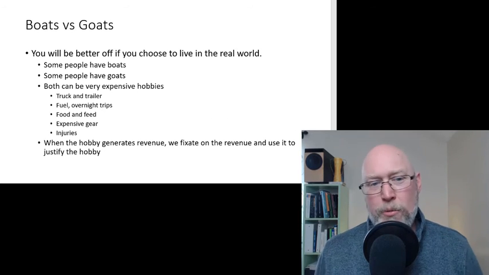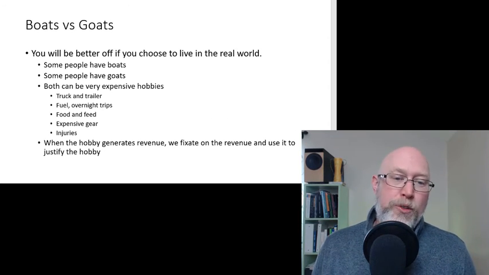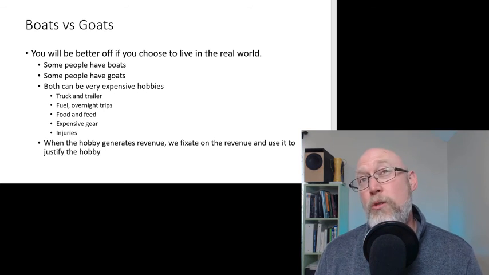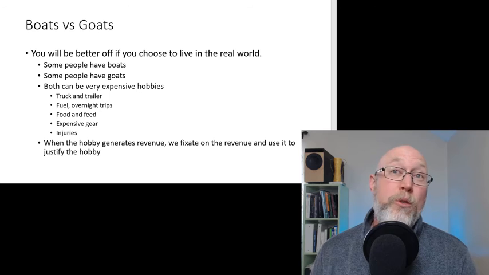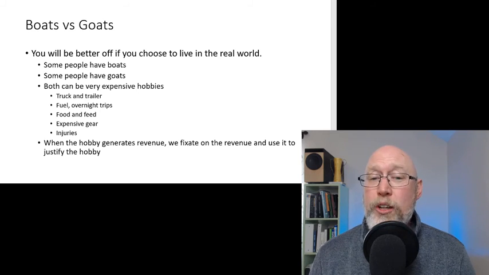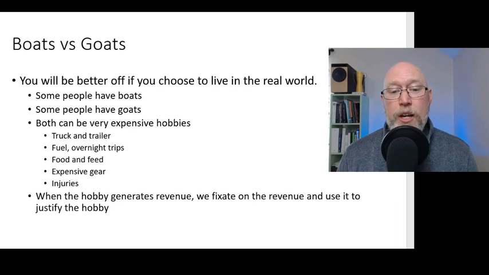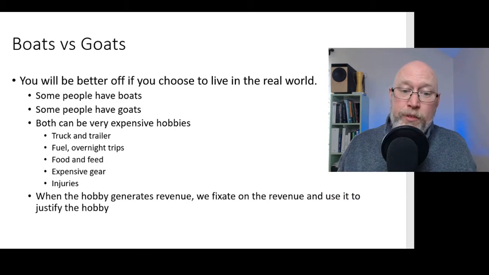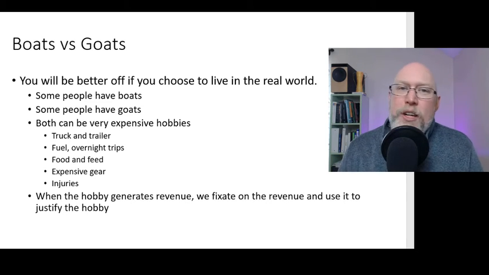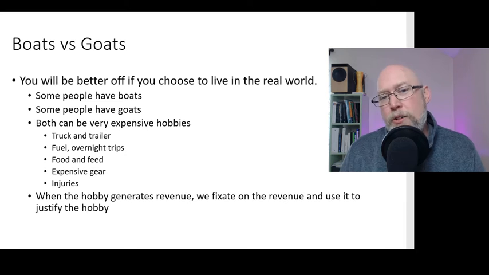And here's the way I like to break it down. I call it boats versus goats. And simply, it boils down to this. You will have a better life if you choose to live your life in the real world instead of living a fantasy. Don't look at the world with rose-colored glasses. Some people have boats. They get their boat out on the weekend. They go do boat things. Maybe they water ski. Maybe they fish. Whatever it is they do out on their boat. Maybe it's a pontoon boat and they just go float around on the water and drink beer. It's their boat. They can do what they want with it.